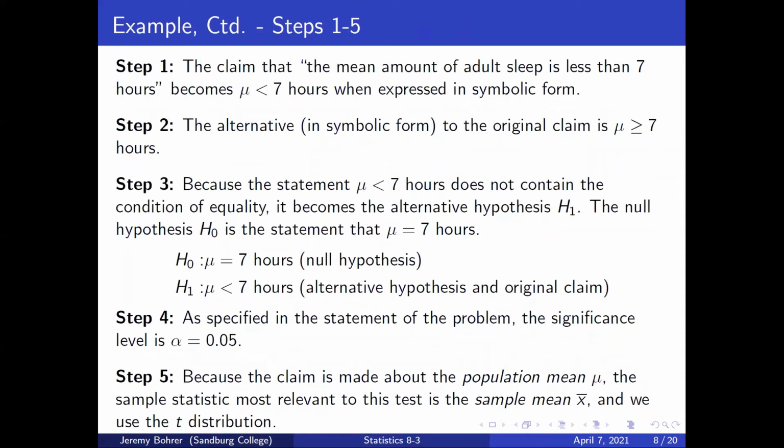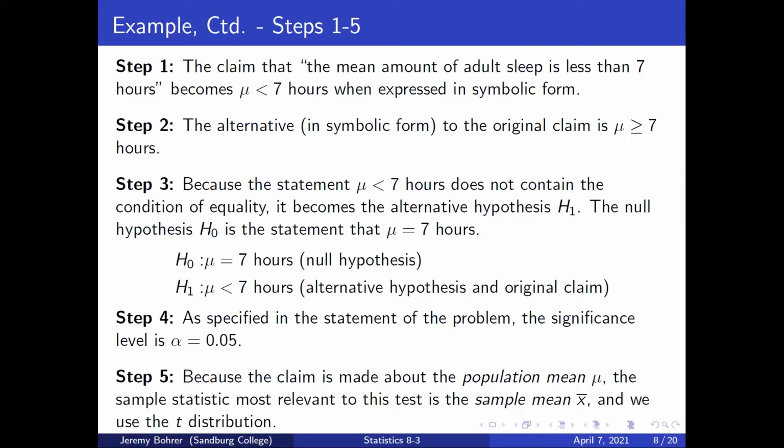Step 1, the claim that the mean amount of adult sleep is less than 7 hours becomes mu is less than 7 hours when expressed in symbolic form. Step 2, the alternative in symbolic form to the original claim is mu is greater than or equal to 7 hours. Step 3, because the statement mu is less than 7 hours does not contain the condition of equality, it becomes the alternative hypothesis H sub 1.